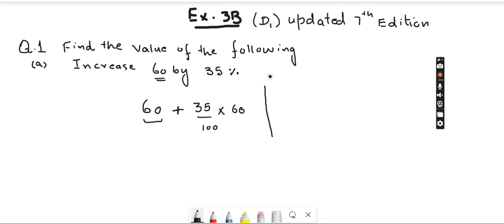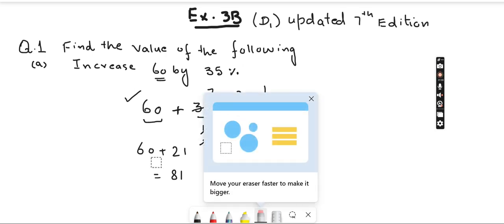Otherwise, what you can do is take 35% of 60, then add it. But we'll do it with this method. This is 60 plus, now you'll reduce it with 3 and 5, and we come up with the final answer 81. And this is non-calculator work, and most of the time it comes in the non-calculator part of the paper.